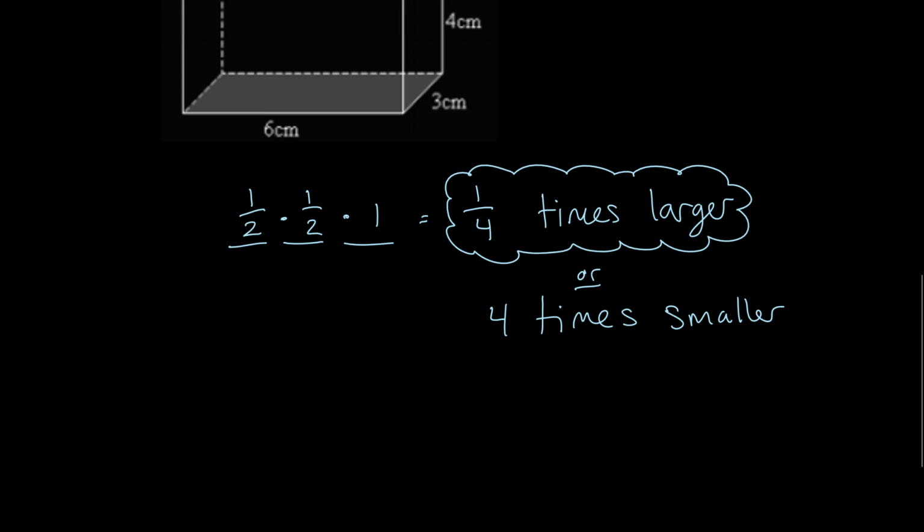Because when we say larger, we're insinuating multiplying, right? So we would multiply by 1/4. When we say smaller, that means dividing. So we would divide by 4. Both those things are the same, just different wording. Any other questions here? Cool.